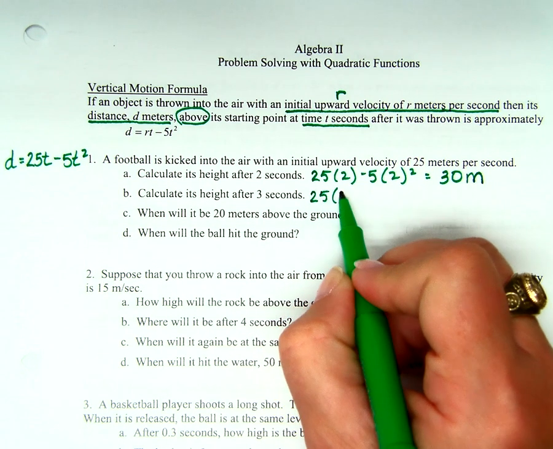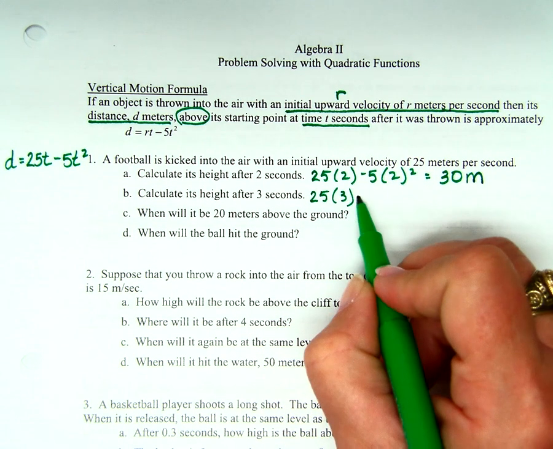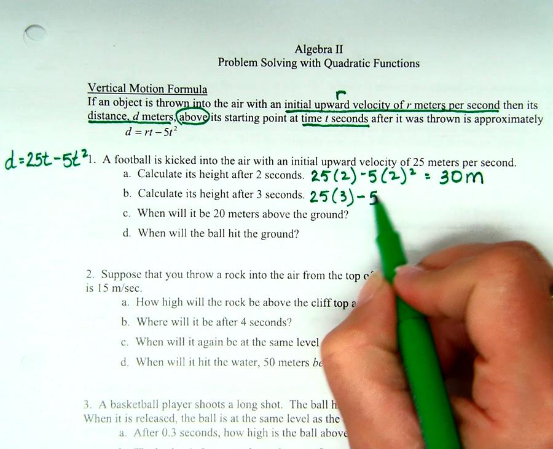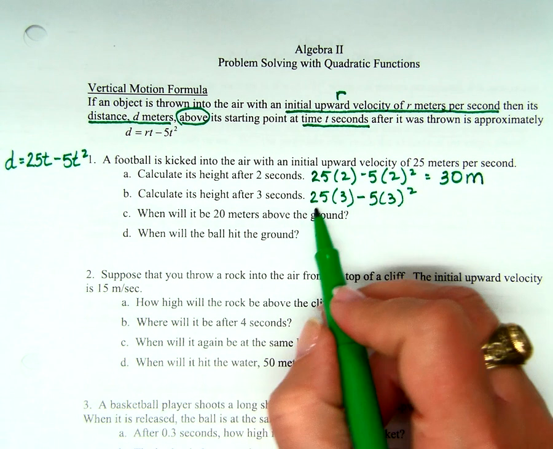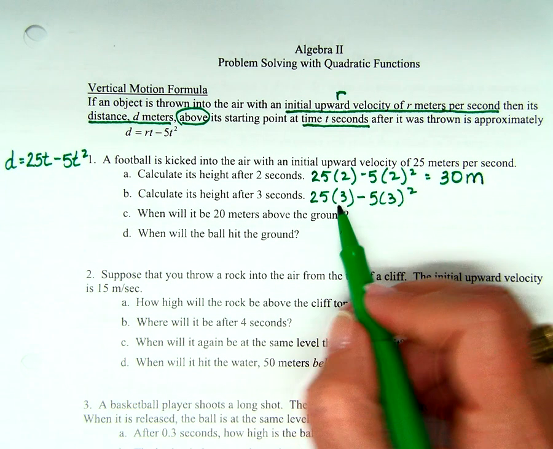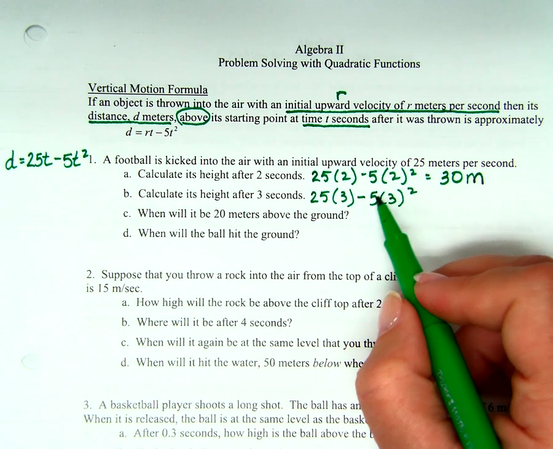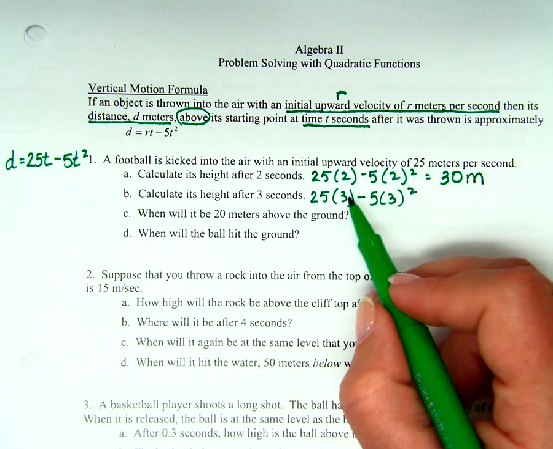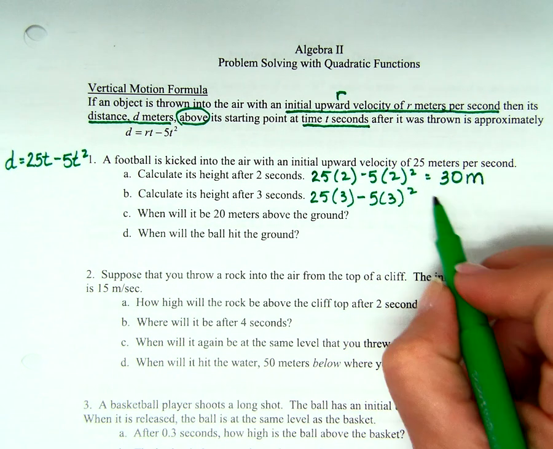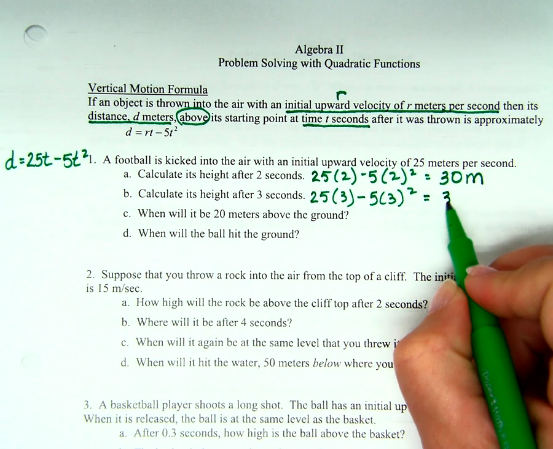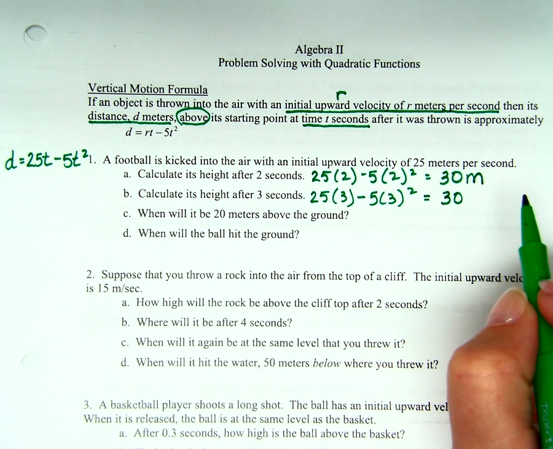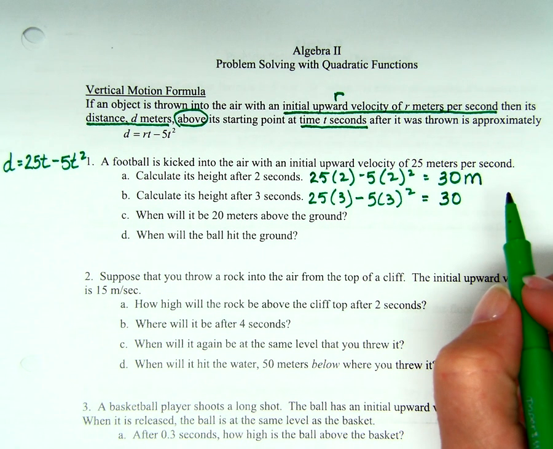Same thing, right? But this time with a 3. So 25 times 3 minus 5 times 3 squared. 25 times 3? 75. 3 squared? 9 times 5? 75 minus 45? Does that make sense?